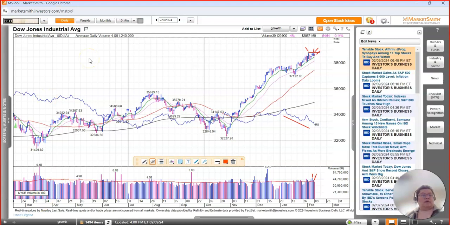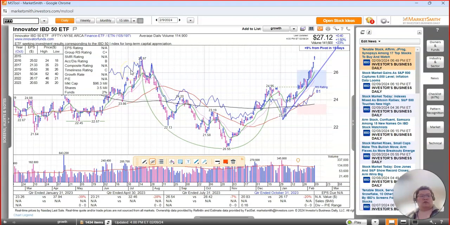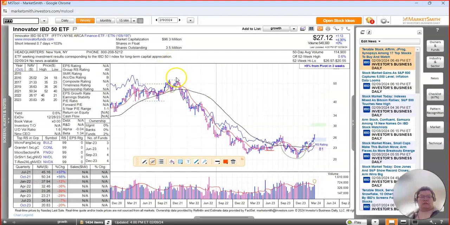So probably the biggest story I find this week that is very important is this IBD 50 index, which has the top 50 stocks every week. And this chart paints a thousand words to me, because if we go to a weekly chart on a longer term picture, it's been really hammered the last couple of years since the correction began. And even last year, it just didn't have much power at all.